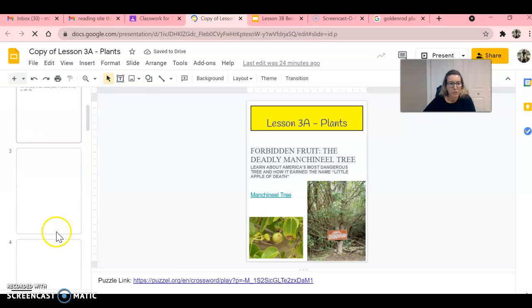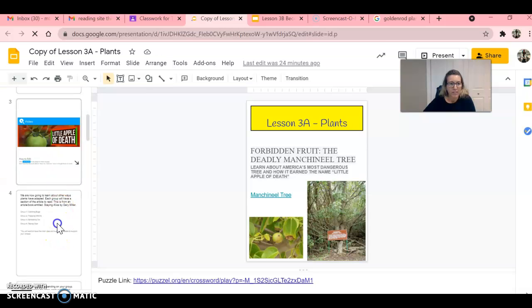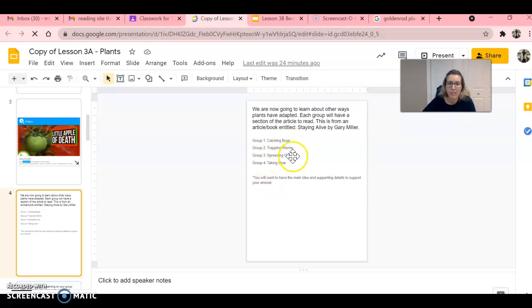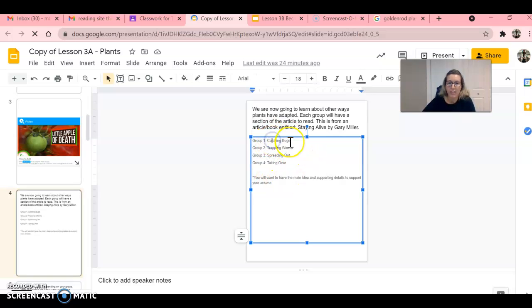And go to, if it'll load, there we go. Go to this slide right here, slide 4. It'll tell you what the title of each section is. So group 1, catching bugs, group 2, trapping worms, group 3, spreading out, and group 4, taking over. So for instance, you might write catching bugs, semicolon, and then tell us what fact you learned from your peer.